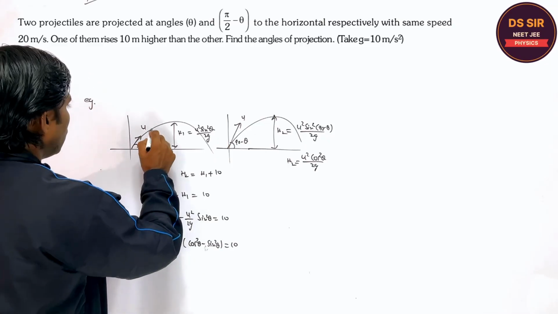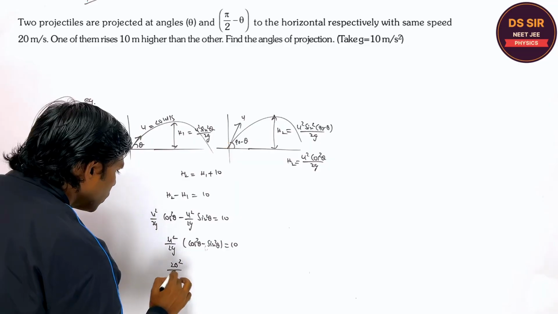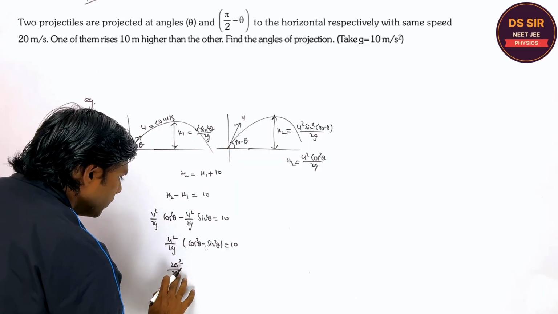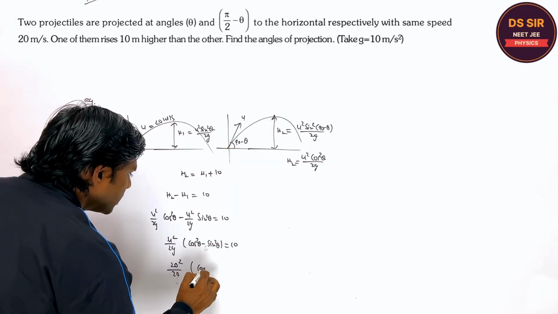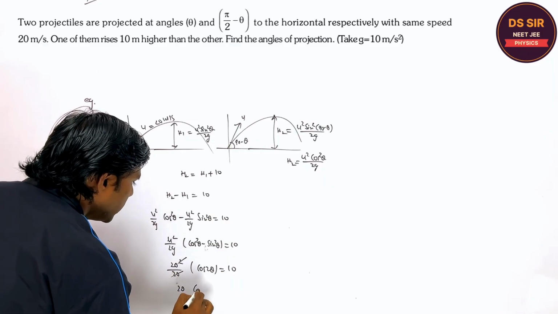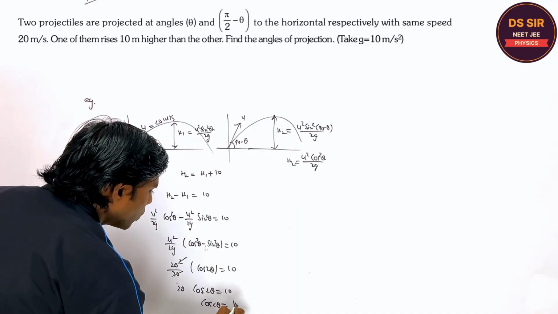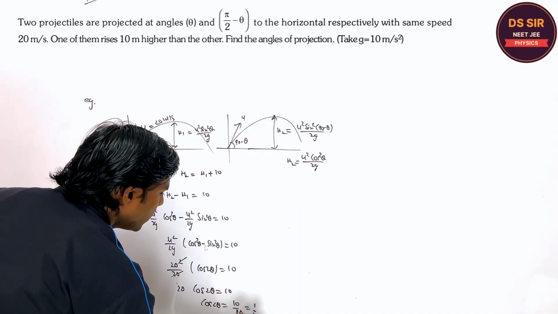So what they're asking, u square. What is the u? Say 20 meter per second. This is the 20 square upon 2g, mean 2 into 10, into 20. This is the cos 2 theta is equal to 10. So 20 into cos 2 theta is equal to 10. So cos 2 theta is equal to, tell me, it is 1 by 2.